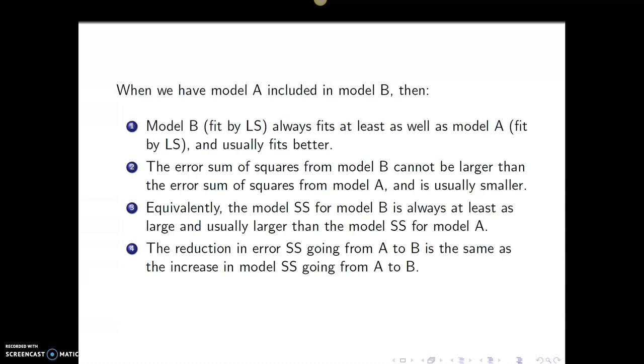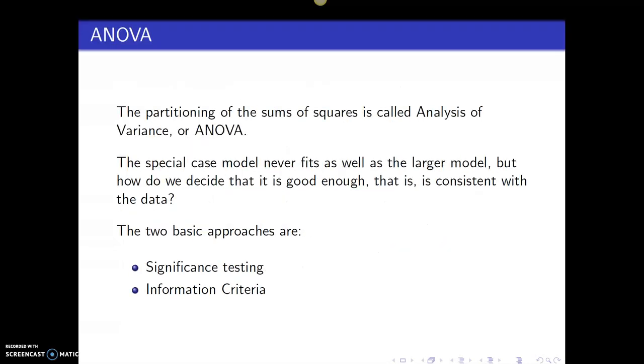So if we have model A, that's a restricted model or included in model B, then model B, by least squares fit, will always fit at least as well as model A, but usually fits a little bit better, okay? The sum of squares error for model B cannot be bigger than the sum of squares from A and is usually going to be a bit smaller. Equivalently, the sum of squares for model B, the model sum of squares, is always going to be at least as big, if not larger, than the sum of squares for the restricted model, model A. And the reduction in error of going from A to B is the same as the increase in the model sum of squares going from A to B, because again, it's sum of squares total equals sum of squares model plus sum of squares error or residual.